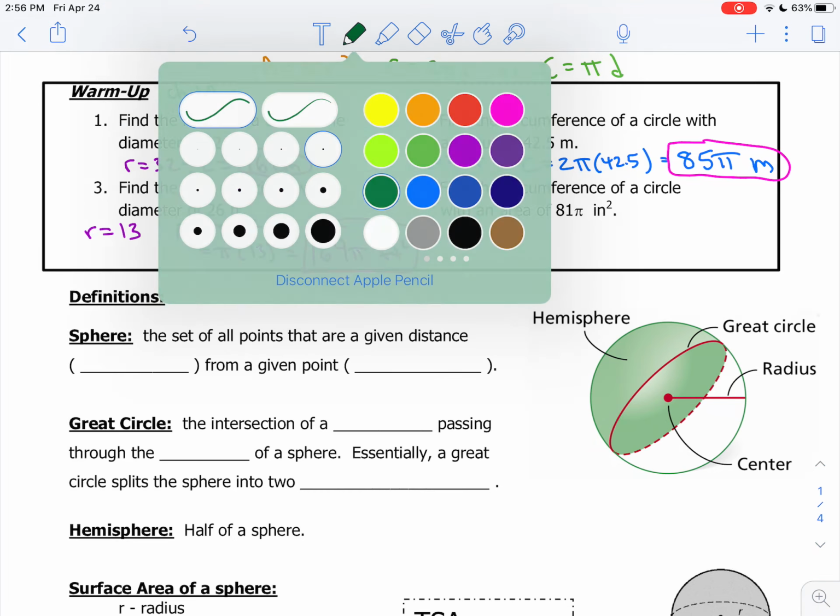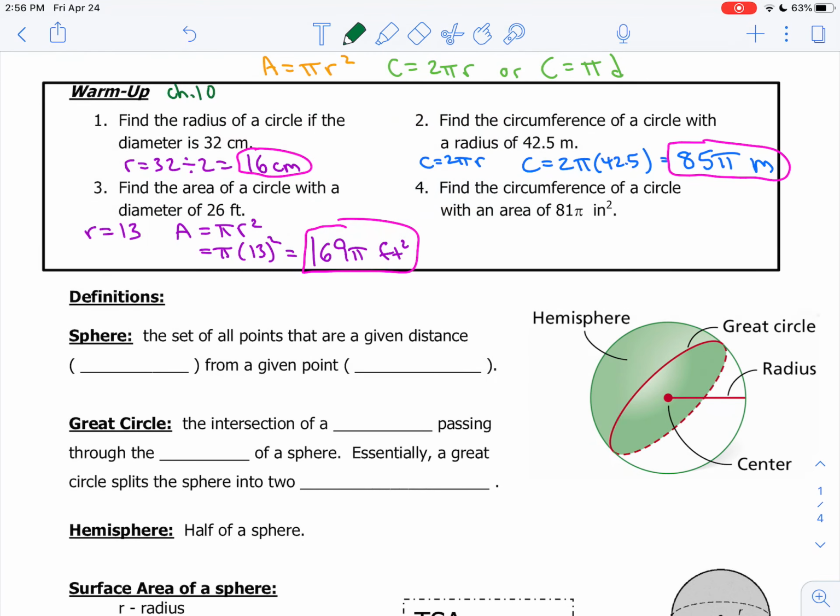And let's go Glenbard Green. Find the circumference if the area is 81 pi. So this was another Chapter 10 question. So before I can find the circumference, I need the radius, but I'm going to have to use my area formula to find that radius.